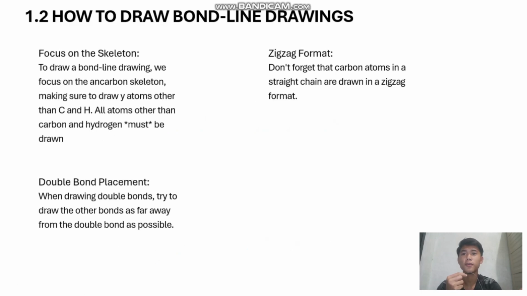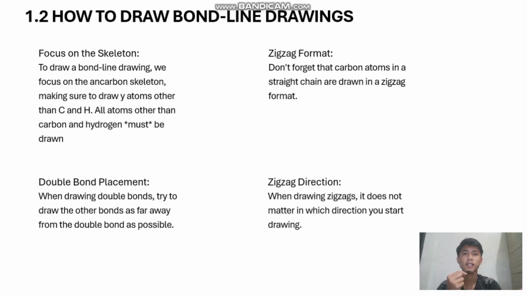Third, double bond placement. When drawing a double bond, try to draw the other bonds as far away from the double bond as possible. Zigzag direction. When drawing zigzags, it does not matter which direction you start drawing, so it's either left or right, or top or bottom.